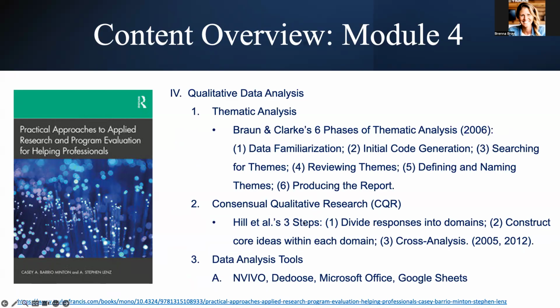Then we'll get into Hill's 3 steps of consensual qualitative research. And this will be dividing responses into domains, constructing core ideas within each domain, and cross-analysis. And then finally, we'll talk about some data analysis tools, and these will include NVivo, Deduce, Microsoft Office, and Google Sheets.